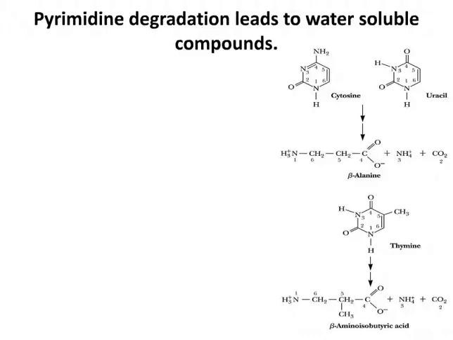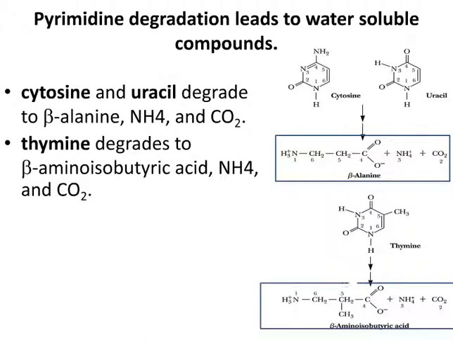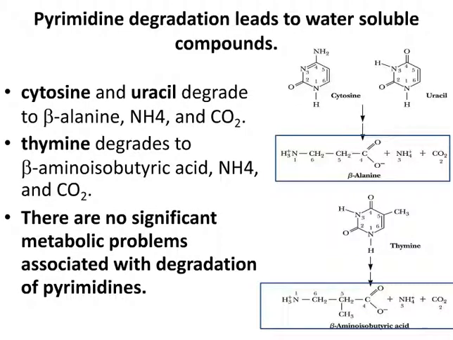Unlike purine degradation, degradation of pyrimidine bases leads to completely water-soluble compounds. Cytosine and uracil degrade to beta-alanine, ammonia, and carbon dioxide. Thymine degrades to beta-aminoisobutyric acid, ammonia, and CO2. Unlike degradation of purine nucleotides, there are no significant metabolic disorders associated with degradation of pyrimidines.